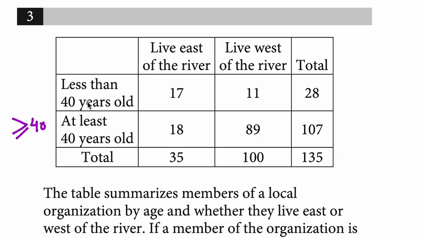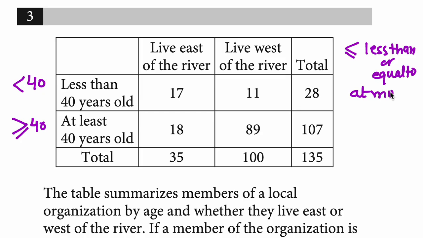But when we say less than 40 years old, it is like this. So less than or equal to, we'll have both sides. Let's understand the terms. It is less than or equal to. The other word for this is "at most." If some number is here, then it is less than or equal to A, or at most A.